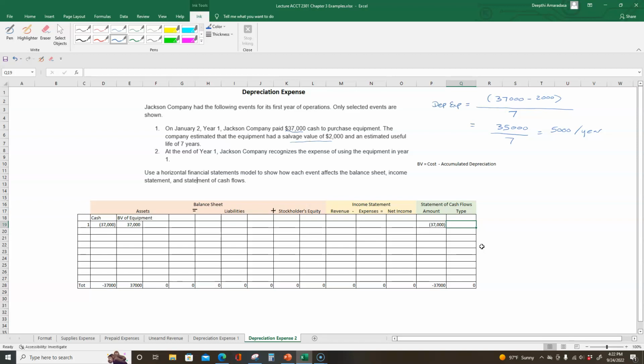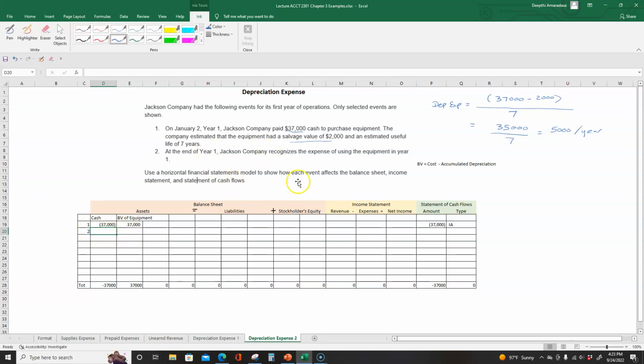What type of activity is it? We are purchasing equipment, which is a long-term asset. It's just like when we purchased land in our earlier examples. Whenever we purchase a long-term asset or sell a long-term asset, it is an investing activity in the statement of cash flows. Now let's look at the adjusting entry, which is item 2.